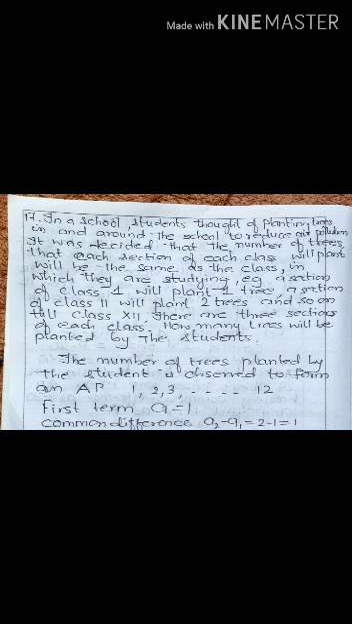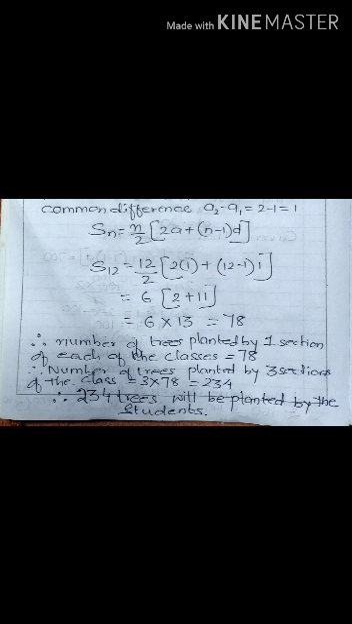The number of trees planted by the students is observed to form an AP, that is 1, 2, 3, and so on up to 12. So the first term A equals 1. Common difference is A2 minus A1, that is 2 minus 1, or 3 minus 2, which equals 1. Now Sn equals n by 2 (2a plus (n minus 1)d). Here we are given n as 12. So S12 equals 12 by 2 into (2a plus (n minus 1)d). Replacing the value of a as 1, n as 12, d as 1, we get 6 into (2 plus 11), that is 6 into 13, that is equal to 78.